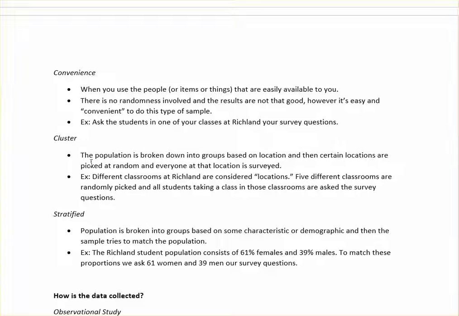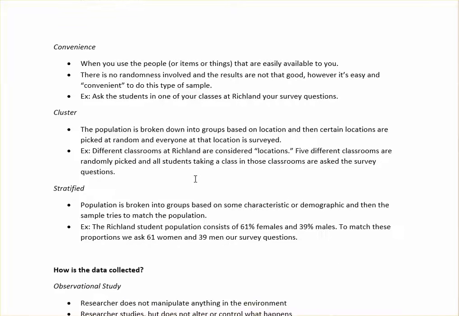Cluster is when the population is broken down into groups based on location, and then certain locations are picked at random, and everyone at that location is surveyed. So for example here, different classrooms at Richland would be considered locations. Then maybe 5 different classrooms are randomly picked, so 5 different locations would be picked, and all students taking a class in those classrooms or those locations are asked the survey questions. So that would be cluster sampling, and that is technically random.